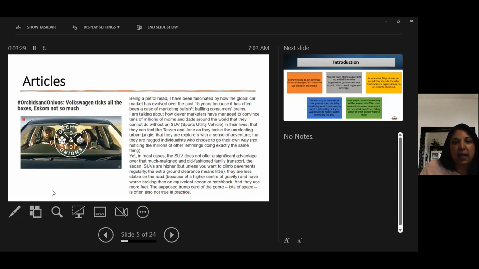So what you can do in your own time is watch the Volkswagen advert. It's up there. You'll see Orchards and Onions. Volkswagen ticks all the boxes, Eskom not so much. It's a very tongue-in-cheek advert. Please do go and watch it when you have the time.